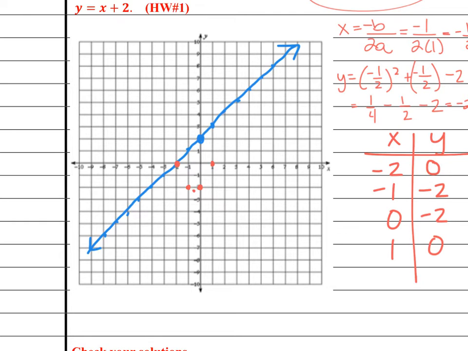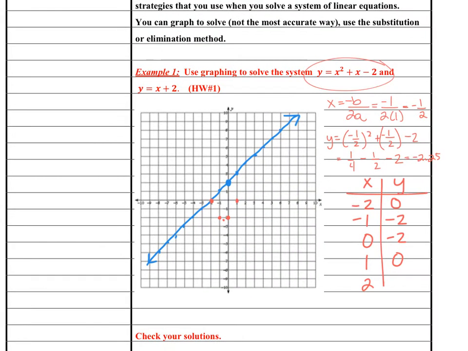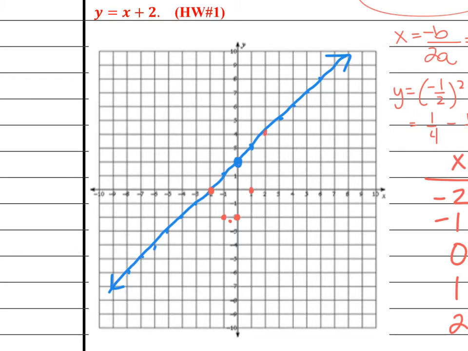I'm actually going to add one more. Let's evaluate for 2. 2 squared is 4, plus 2 is 6, minus 2 is 4. So we'll have another point right here, and if we reflect it, it'll be over here. Okay. So you see your solutions right here and right there.